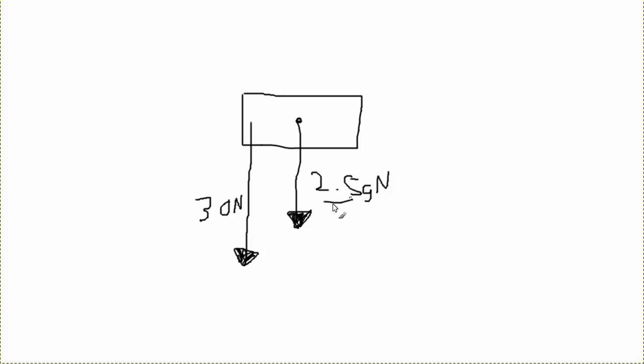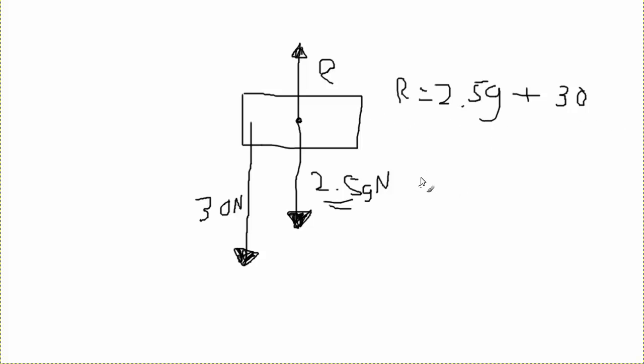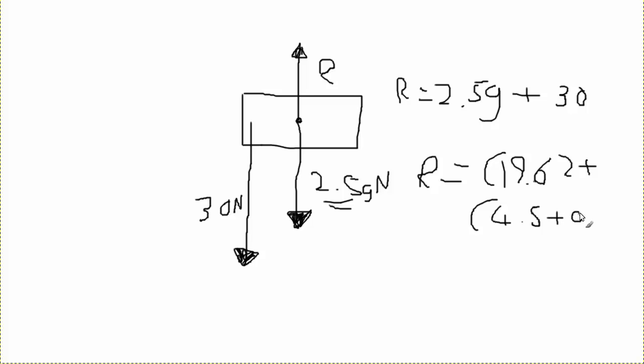Now under the third law, it doesn't just count the 2.5g newtons. R would be 2.5g newtons plus 30 newtons. So in order to get R, we add these together. R equals, what's 2.5 times 9.81? I'm not going to get the calculator for this, so it's about 19.62 plus about half of 9.81, which is 4.5 plus 0.405, because 0.81 over 2 is that, plus 30.